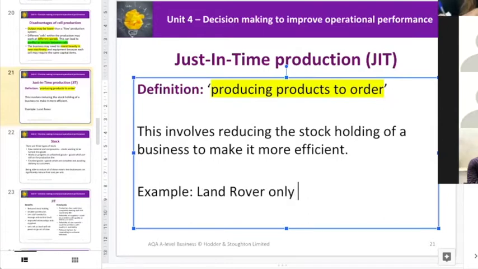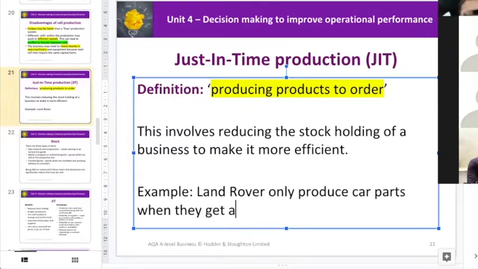Only produce car parts when they get orders. No, no stock.